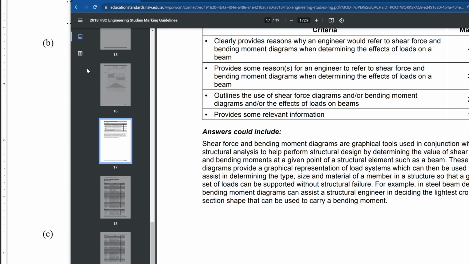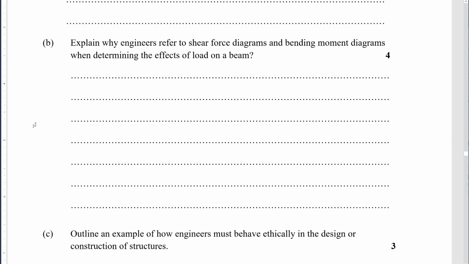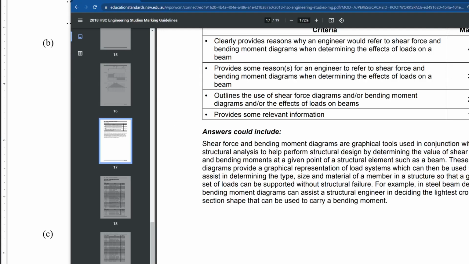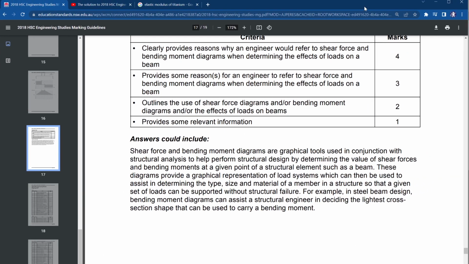So what I'm going to focus on is the first thing you can say, that they allow us to determine the maximum bending moment. This was a 4-mark question. For 1 mark, it says provide some relevant information. So if you said it helps us to design the beam to ensure it's safe and fit for purpose, I give 1 mark for that. Then, outlines the effects of load on the beam using the shear force diagram and/or bending moment diagram. If you said it's used to calculate the maximum bending moment and we design based on that, or something along those lines, that's 2 marks.